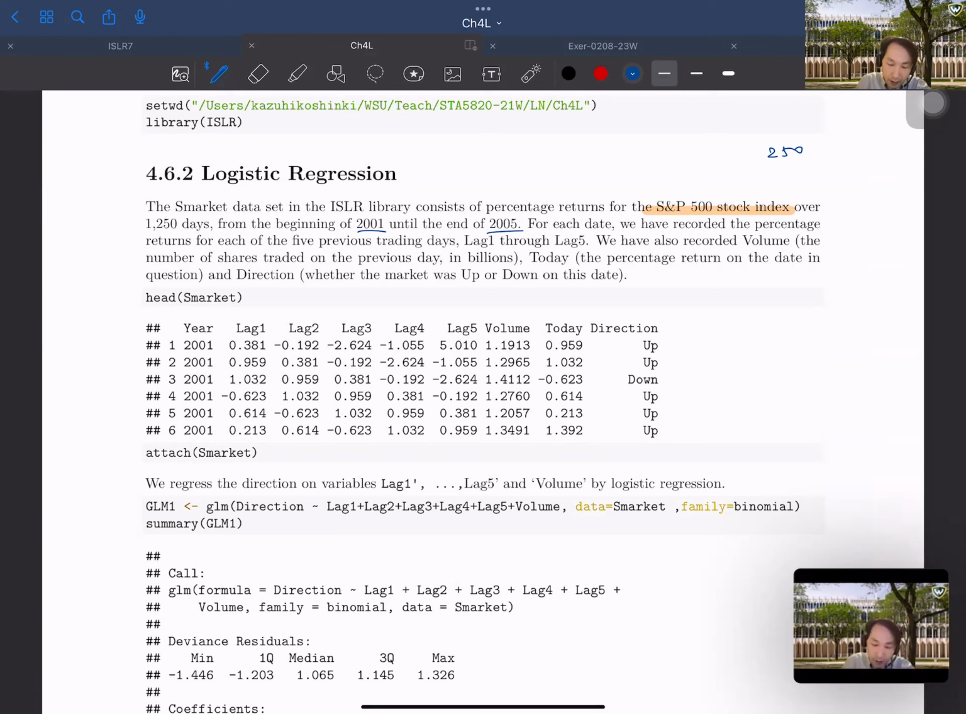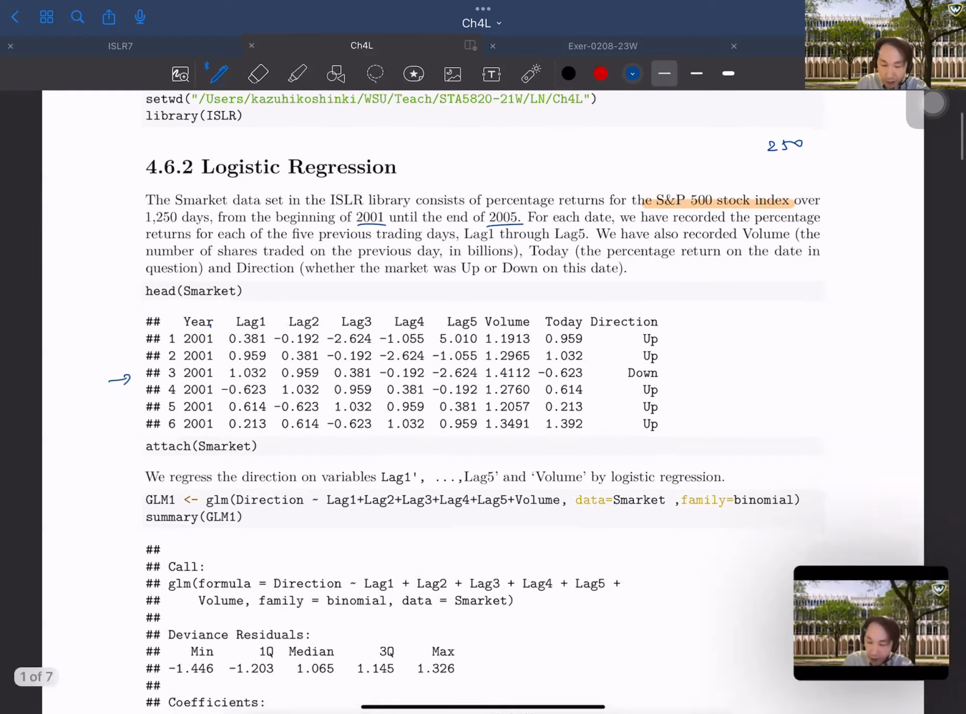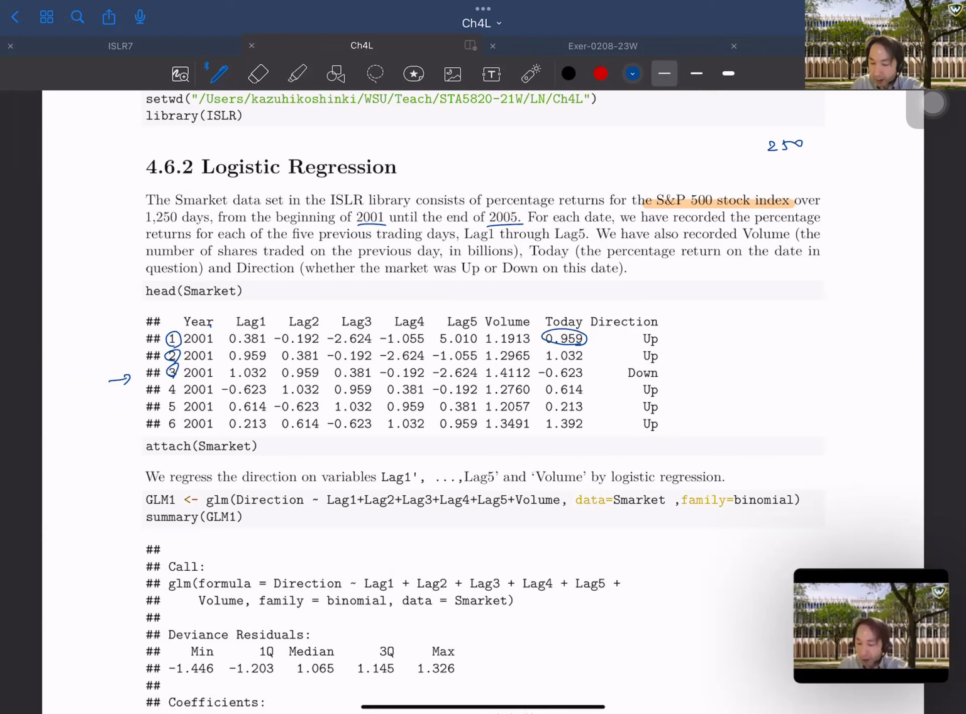And this is the data set. The first column doesn't really matter. This is just maybe January 2nd of 2001, January 3rd, January 4th, and so on. And the stock market return is here. This is, I think, in percentage. So 0.959%: the stock market index goes up by 0.959% on January 2nd, 2001.